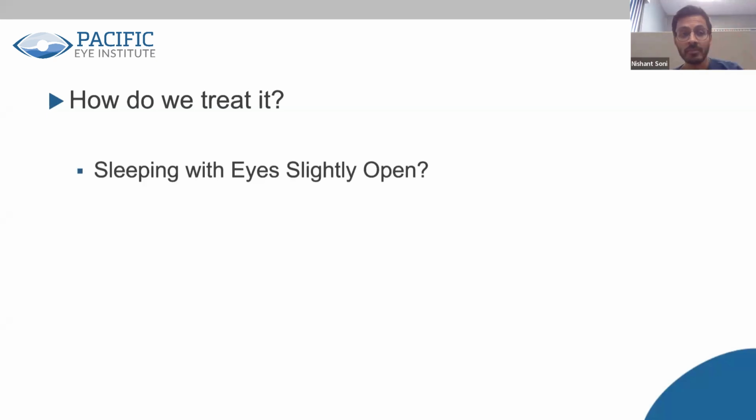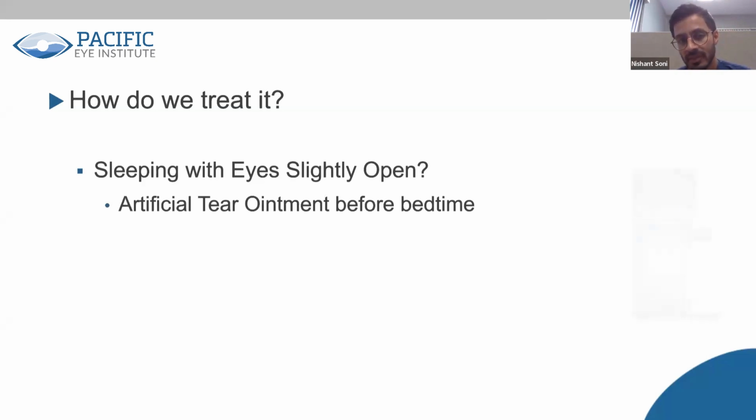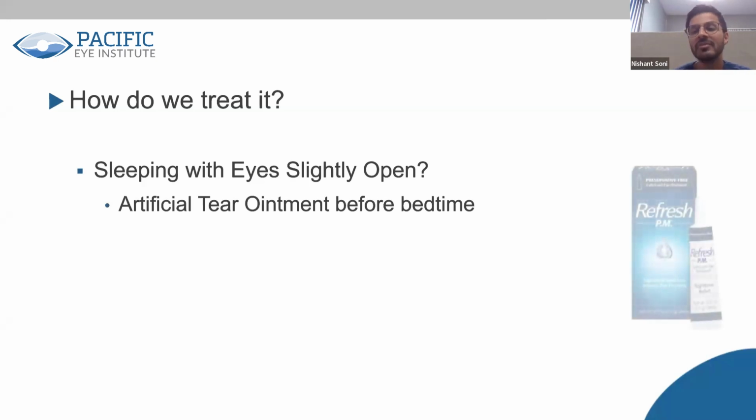Now, there's another possible cause of dry eyes: sleeping with your eyes slightly open. That's the exposure picture that I showed you earlier. Treatment for this is usually artificial tear ointment. It's not just a regular artificial tear, but almost like a Vaseline for the eyes. You put it right behind your lower eyelid. You want to do this right before you go to sleep because it can really blur the vision. But it can be very helpful, especially if you have exposure of the eyes at night.